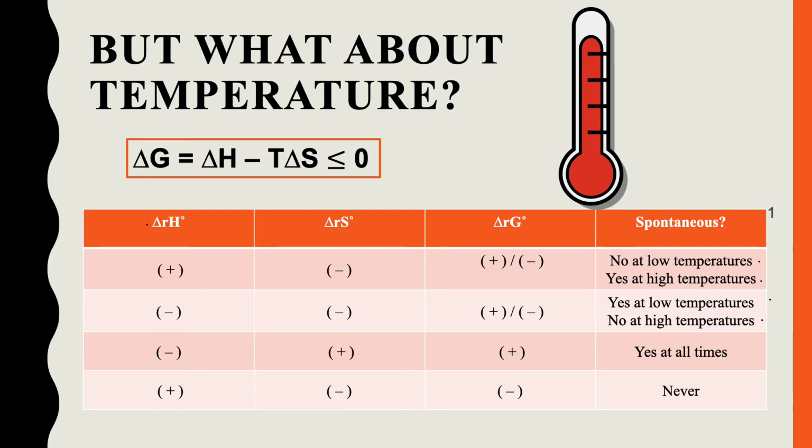If we have a negative enthalpy and a positive entropy, then our reaction will be spontaneous at all temperatures, both low and high. And if we have a positive enthalpy and a negative entropy, then our reaction will be non-spontaneous at all times. So it will never be spontaneous no matter the temperature.